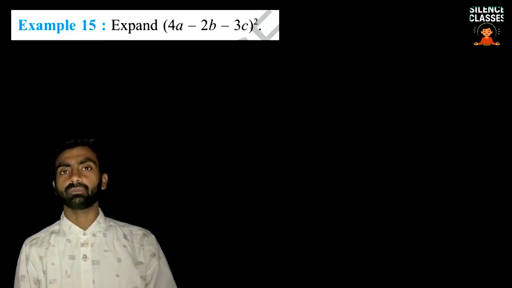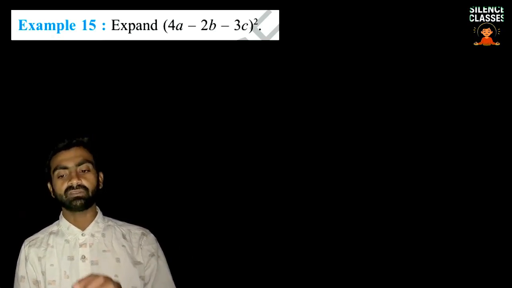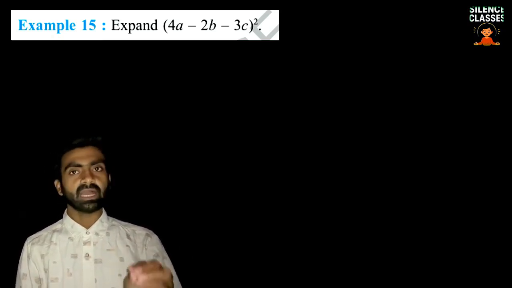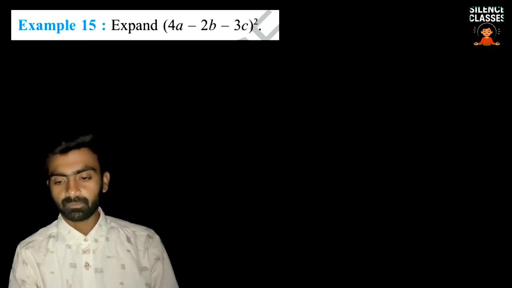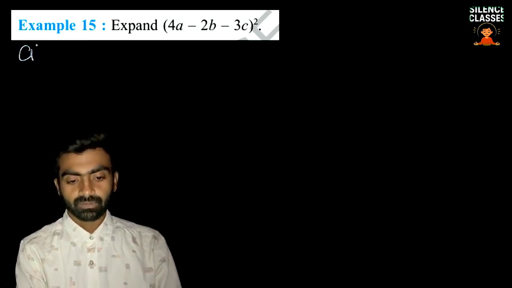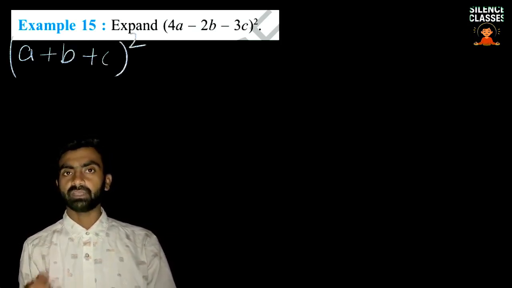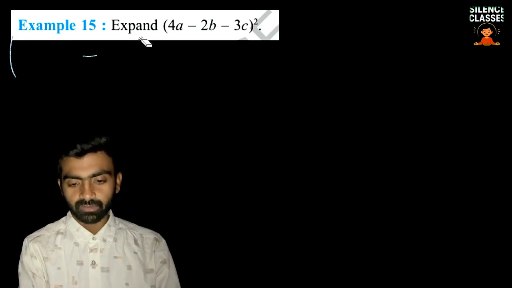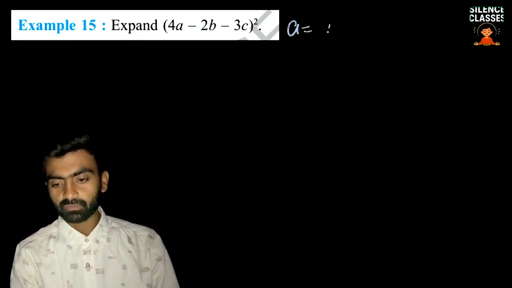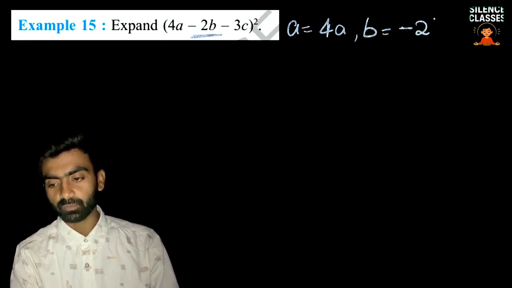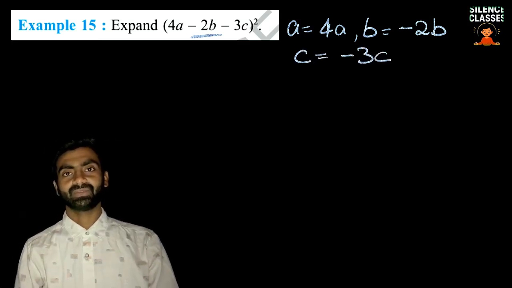Now let's move to question number 15. Over here also (4a minus 2b minus 3c) whole square is written. I will use the same identity, that is (a plus b plus c) whole square. But over here a is equal to 4a, b is equal to minus 2b, and c is equal to minus 3c. These are a, b and c.